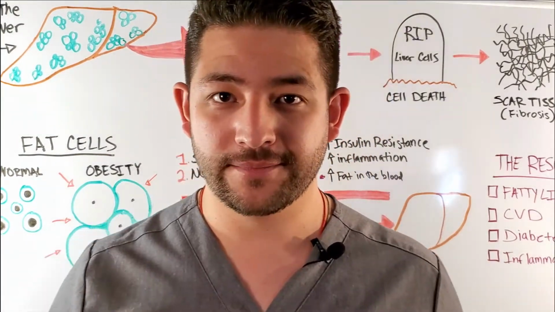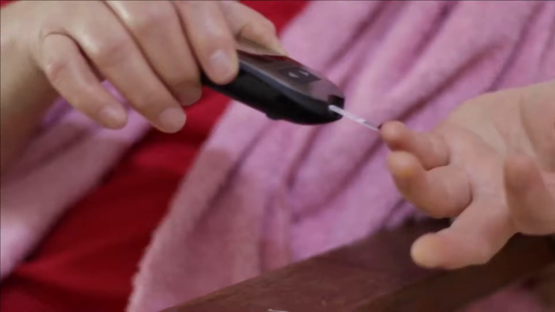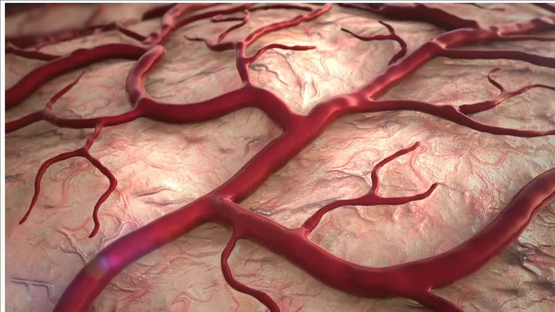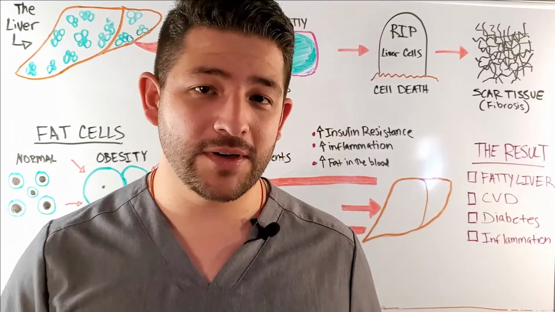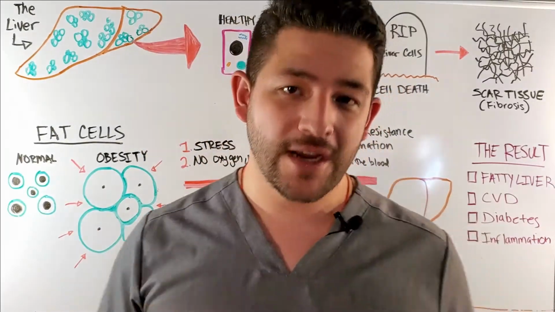how to reverse it. Fatty liver disease can often lead to more serious illnesses such as liver cirrhosis, diabetes, cardiovascular disease, stroke, etc. So if you've been recently diagnosed with fatty liver disease or know someone who has, then you definitely want to watch this video.